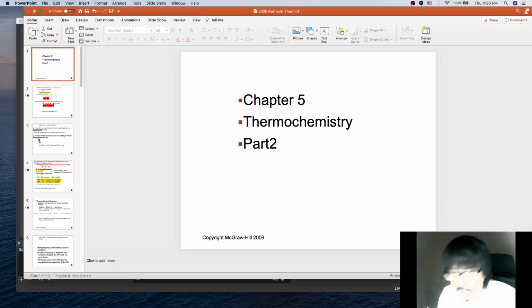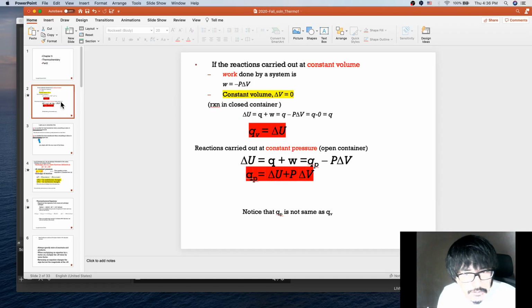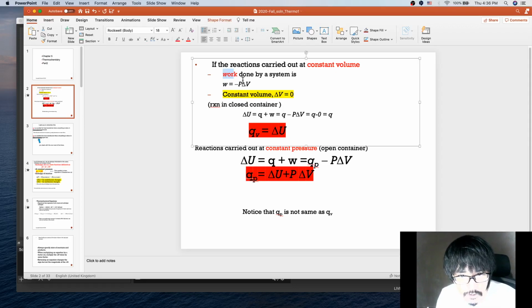Alright, so this is going to be part 7 of lecture 4. We actually talked about many definitions up to this point, so I think we're in a position to see how you use them. We talked about the work being the negative pressure multiplied by the change in volume.